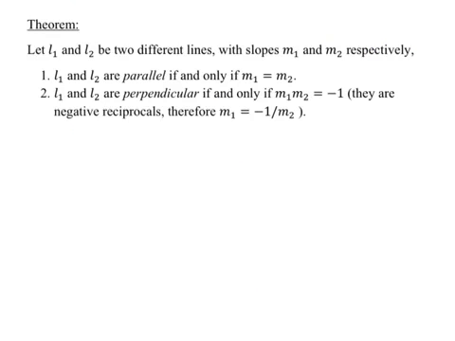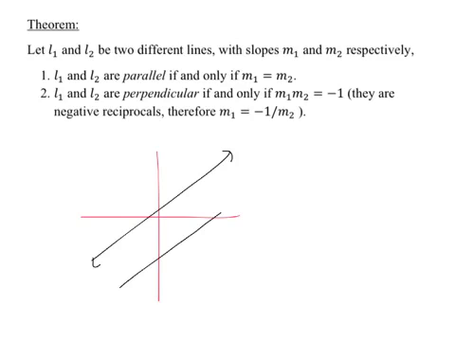Okay, so the next theorem states the following. If L1 and L2 are two different lines with slopes M1 and M2 respectively, then the following two things hold true. If L1 and L2 are parallel, then their slopes are equivalent. M1 is equal to M2. And this makes sense. Think about two parallel lines on a graph. Here's one line. Let's draw another line that's parallel to it. Their slopes are identical. They're both rising at the exact same rate.